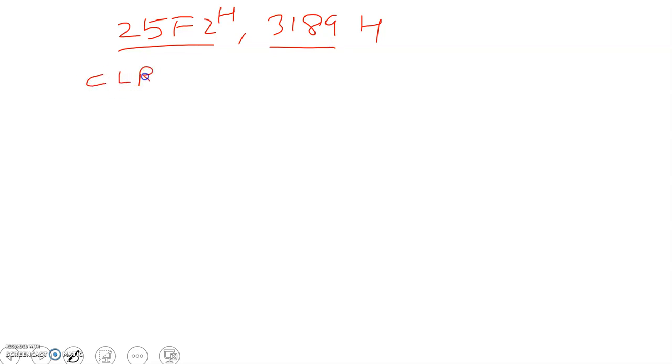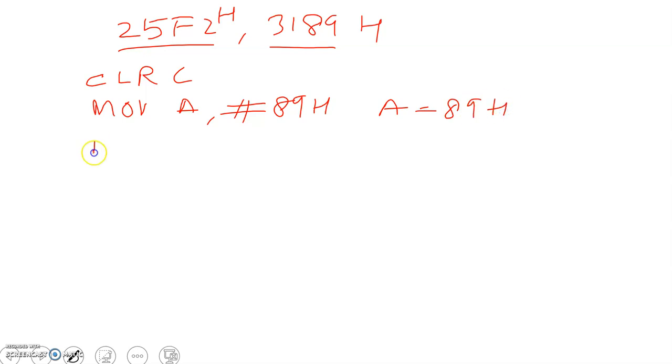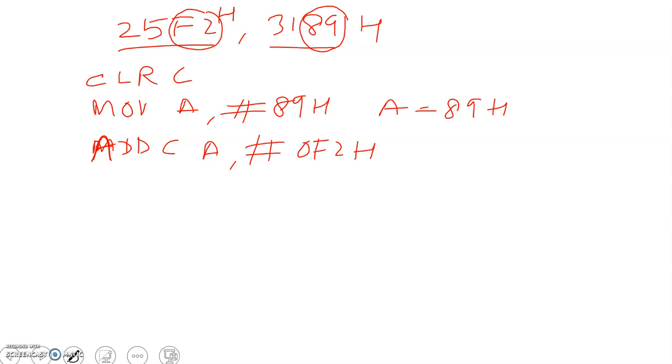Okay, so let's start. The CLR C instruction ensures that the carry flag is set to 0. Then MOV A, #89H. So what does this instruction do? A will become 89. Then ADD A, #0F2H. So I am adding the lower 8 bits of the 16-bit numbers.